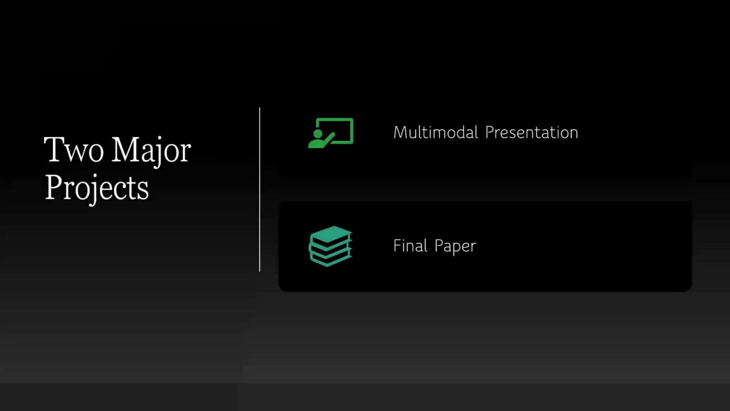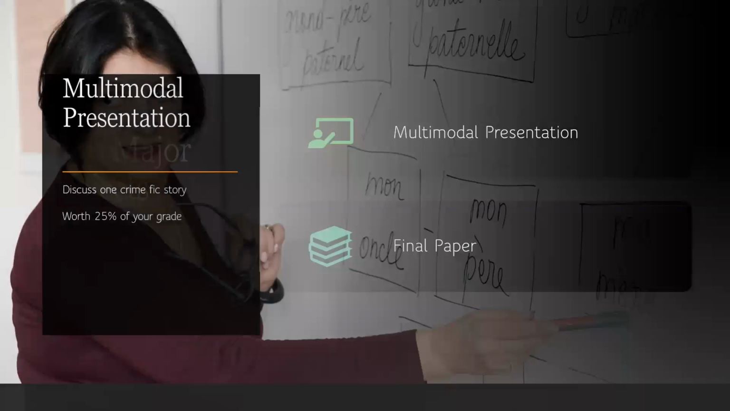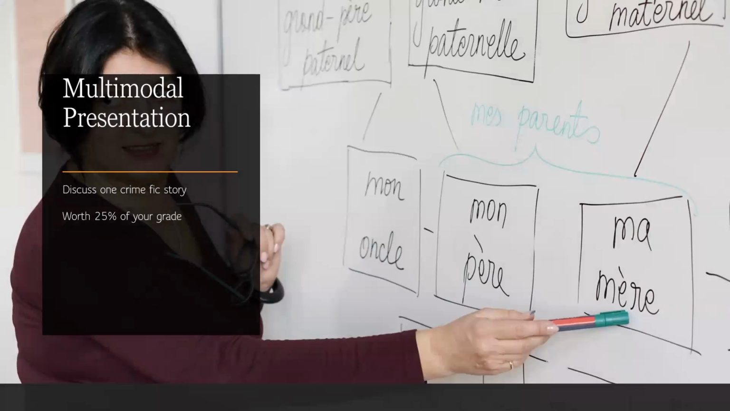There are 2 major projects during this 8-week term. The first is a multimodal presentation. So what is multimodal? It's really just a fancy term for visuals and text that work together to explain a concept or a series of concepts. Your presentation is worth 25% of your total grade, and it should underscore aspects of a crime fiction story you choose from a pre-selected list.